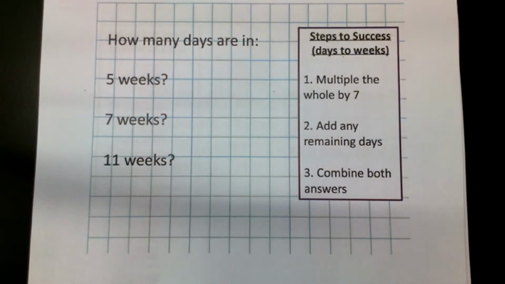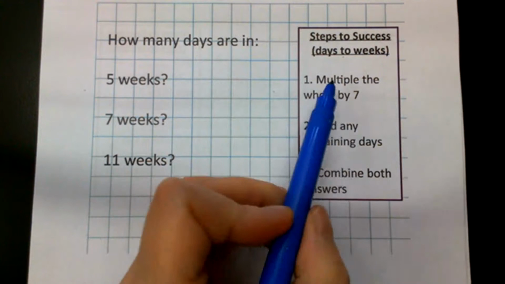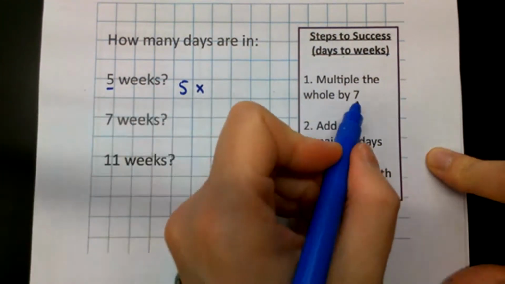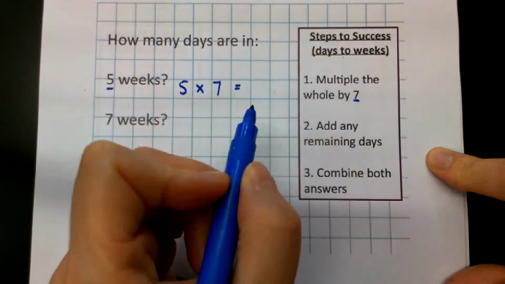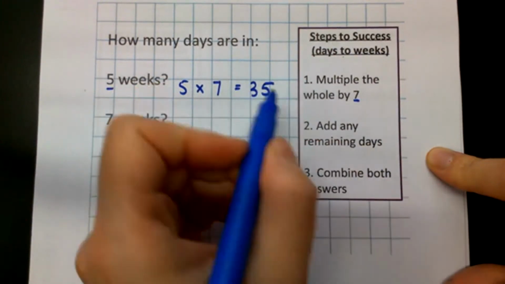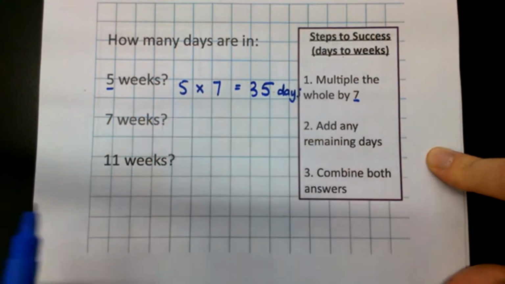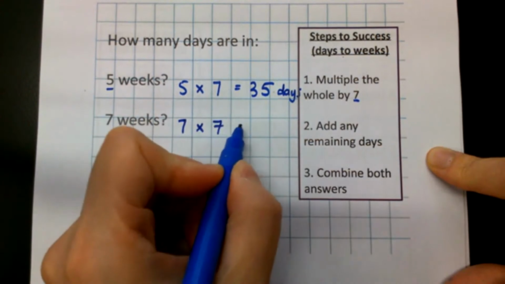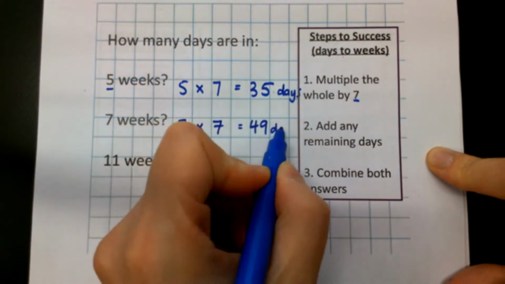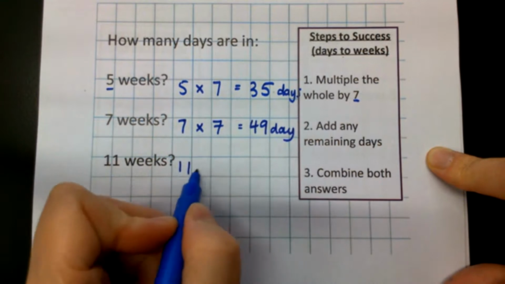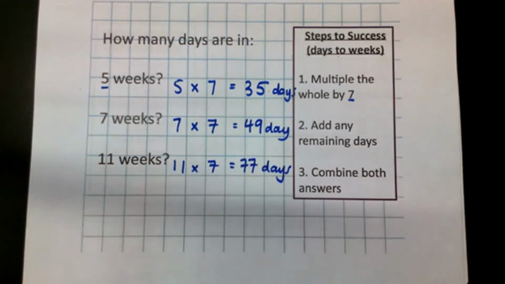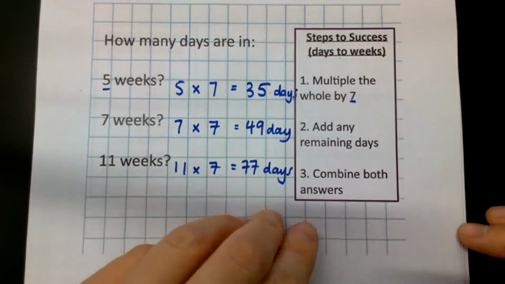So, can you please read out the first step for me? Good, so the whole is 5. 5 times 7 equals 35. Good, so it's 35 days. Next, 7 times 7 equals 49 days. Great, plus 1. Excellent. 11 weeks equals 11 times 7, which equals 77 days.